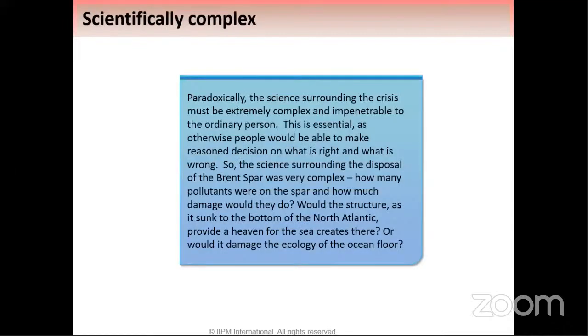Then scientifically complex. Paradoxically, the science surrounding the crisis must be extremely complex and impenetrable to the ordinary person. This is essential, as otherwise people will be able to make reasoned decisions on what is right and what is wrong. So the science surrounding the disposal of Brent Spar was very complex. How many pollutants were on the Spar, and how much damage would that have done to the North Atlantic Ocean, and of course, damage to the sea creatures?